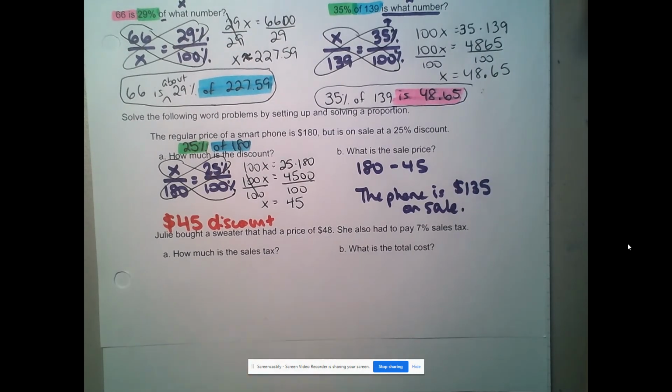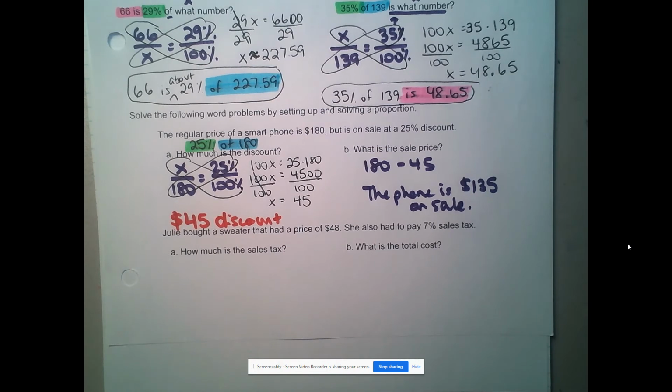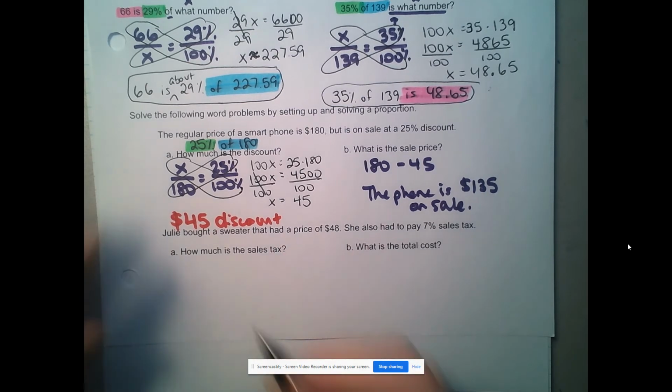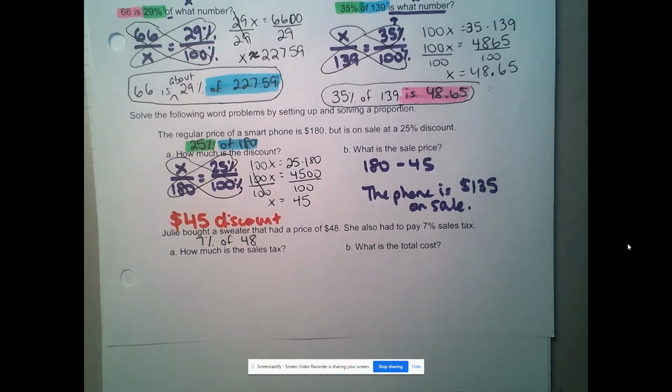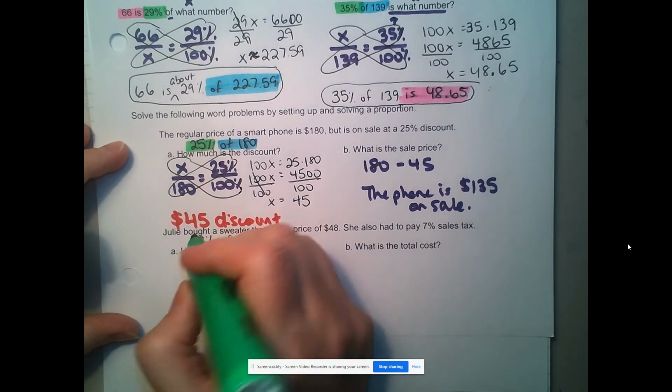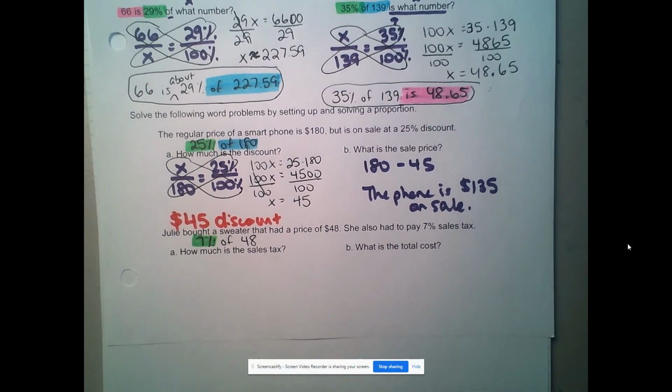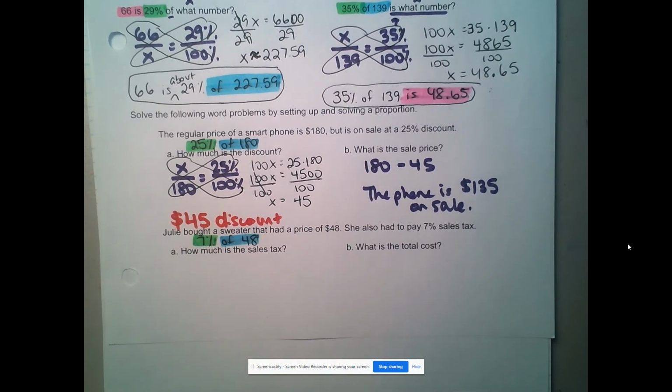All right, Julie bought a sweater that had a price of $48. She also had to pay 7% sales tax. Now, in New Hampshire, we don't have sales tax. If you go to 48 out of the 50 states, they do have a sales tax. And that's where you pay an extra 7% on top of the price that's on the tag. So we need to find 7% of $48. 7% of 48. So we were given the percent, 7%, and it's out of 48. 48 is the total price of the sweater.